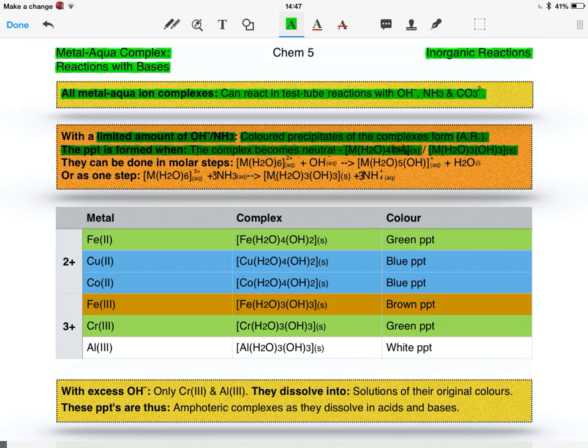Forming these neutral complexes can be done in molar steps, where you add the base mole by mole to your metal-aqua complex, and then you reduce the charge by 1 each step, eventually working your way to have a neutral compound. It can also be done as one whole step, and you could be asked either of these or both of these in an exam, and this is where you just look at the charge basically of your metal-aqua complex, add the same number of moles of your base, and this will form your neutral complex.